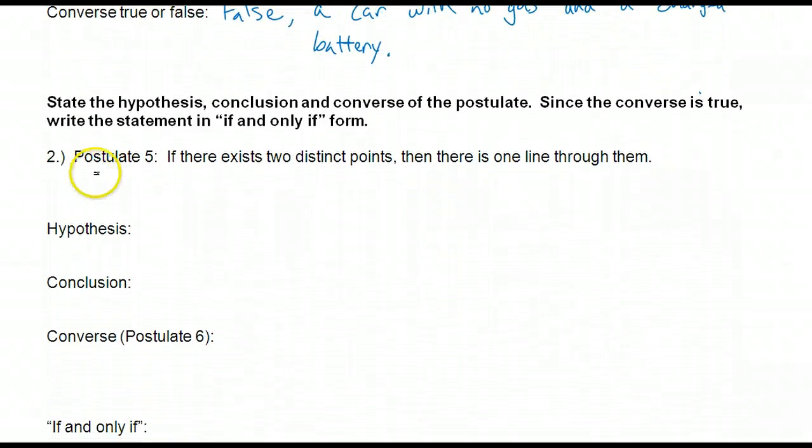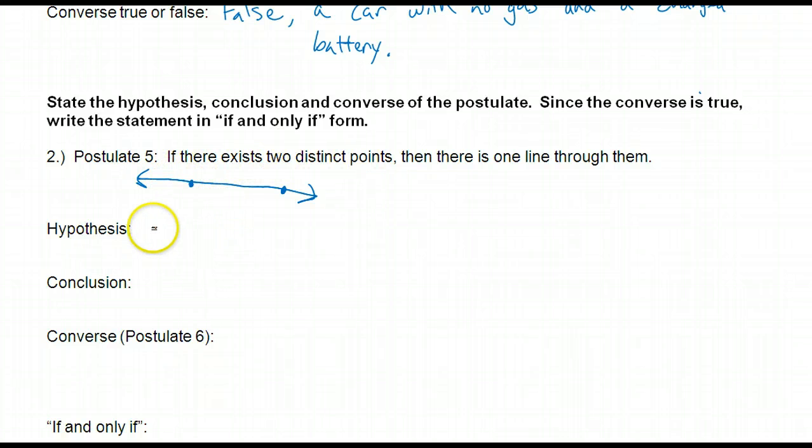If I look at postulate number 5, postulate number 5 is an if-then statement. If there exist 2 points, my hypothesis, if I have 2 points, then there is one line through them. If I have 2 points, there's only one line that connects those 2 points. That statement makes up postulate 5.